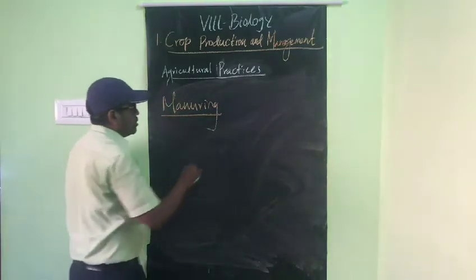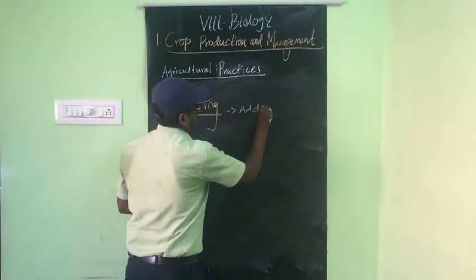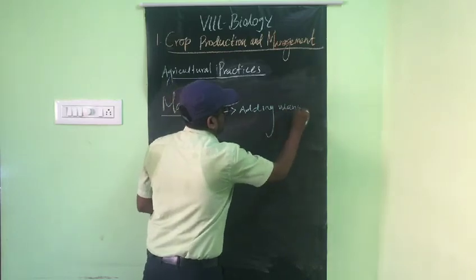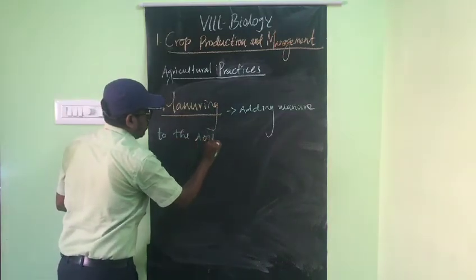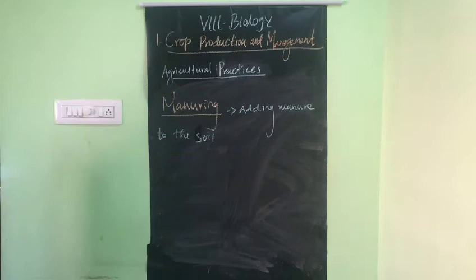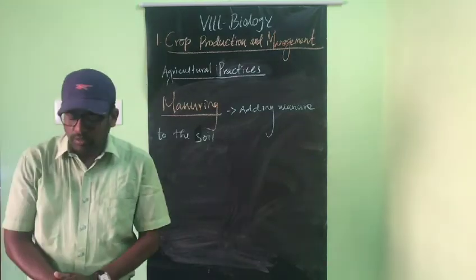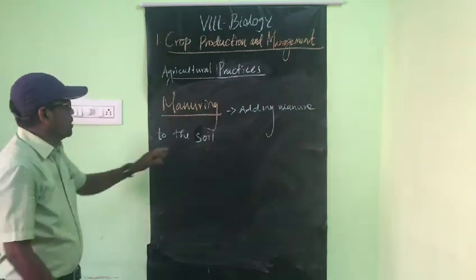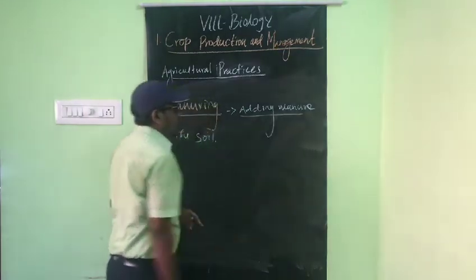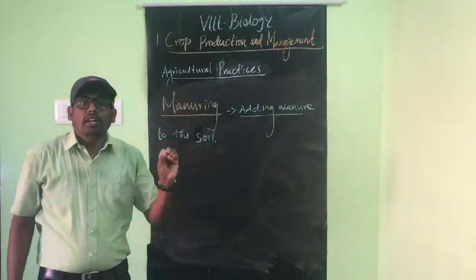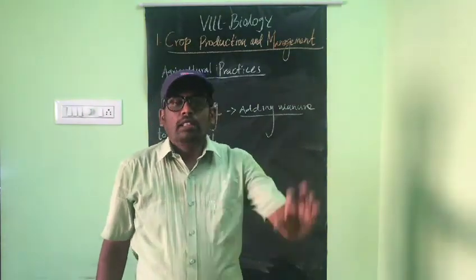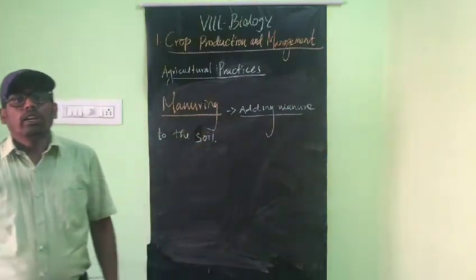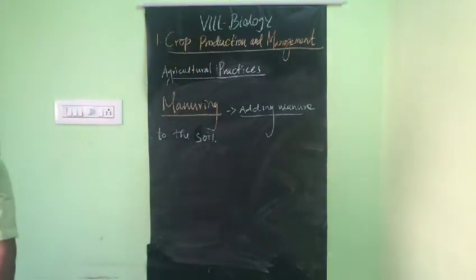Adding manure to the soil. Adding manure to the soil, or to the field, that is called manuring. So what will happen? The nutrients will reach the soil, the plants grow well and give more yield. This is called manuring, adding manure to the soil.